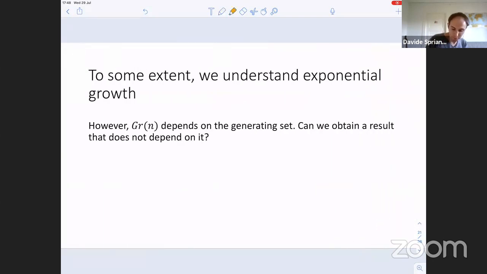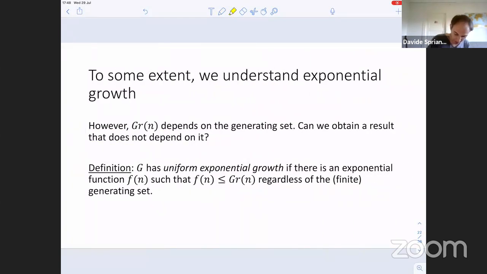But the problem, or at least a fact, this is just a fact of life, the growth does depend on the generating set. This is just a function that depends on the generating set. Can we obtain some result that does not depend on it? And this is the motivation of having uniform exponential growth.